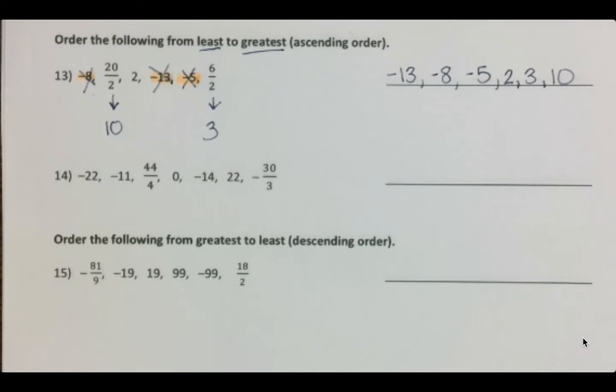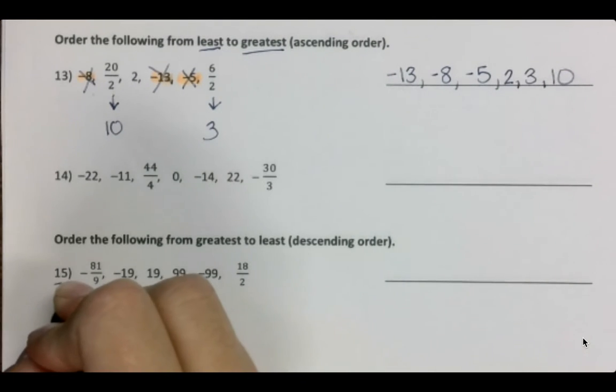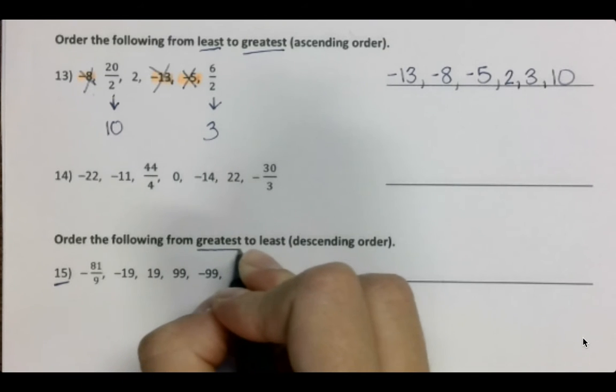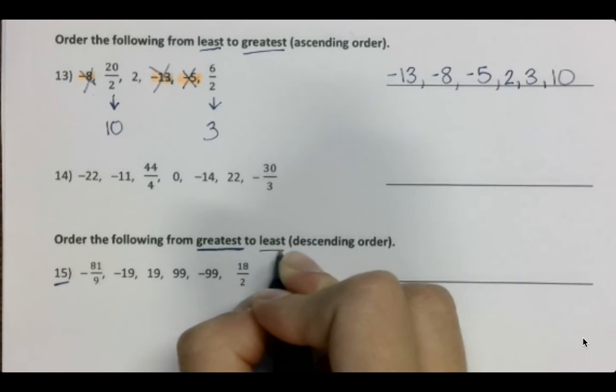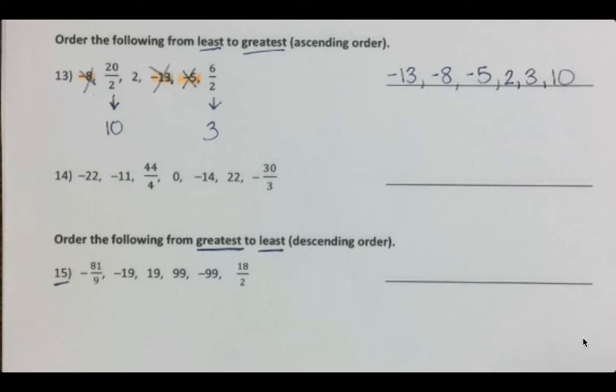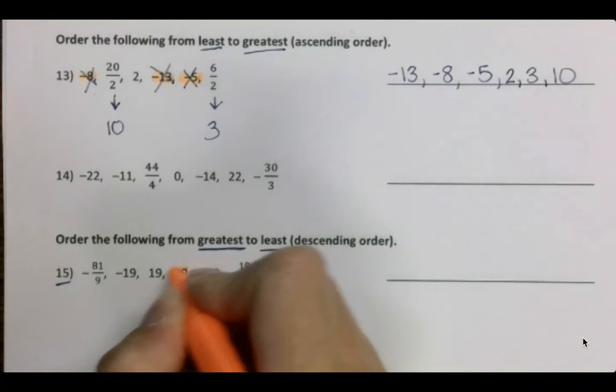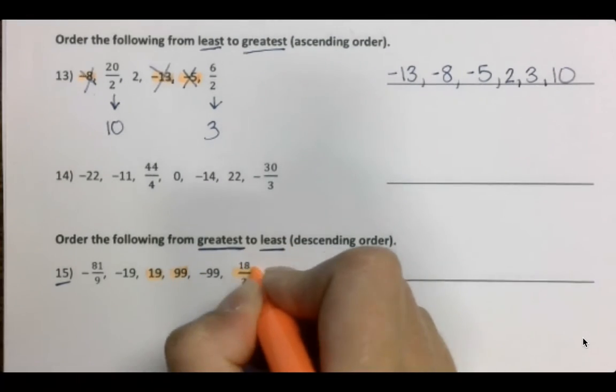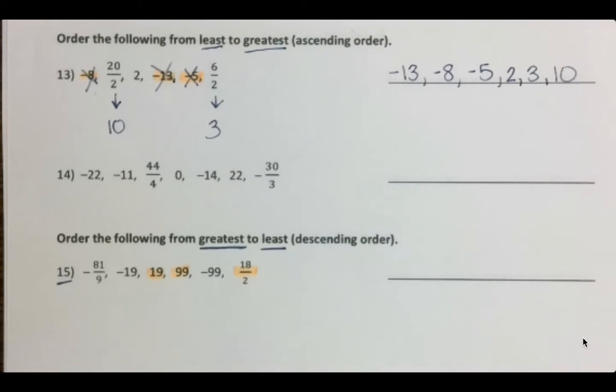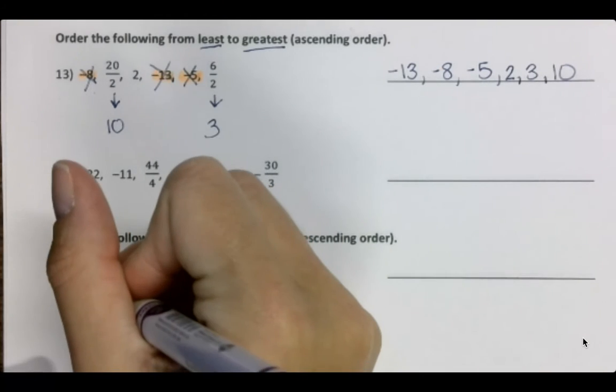So I'm going to skip 14 for now, and I'm going to go on to 15. This one I want from greatest, biggest, to least, smallest. So we are going to start with our biggest numbers, which are going to be the positive numbers, right? So positive, positive, and positive. Ooh, gosh, I forgot that there are these fractions. So let's do that as well.